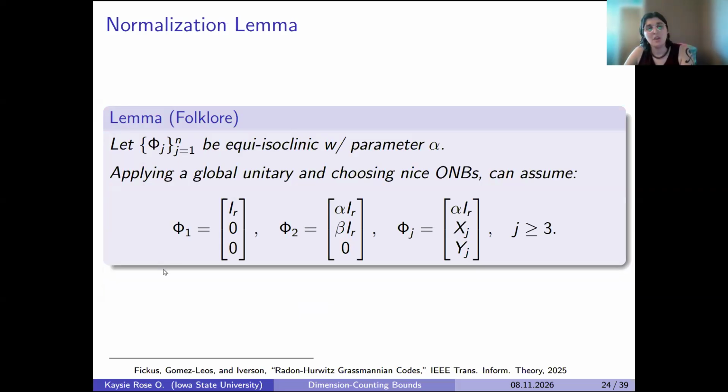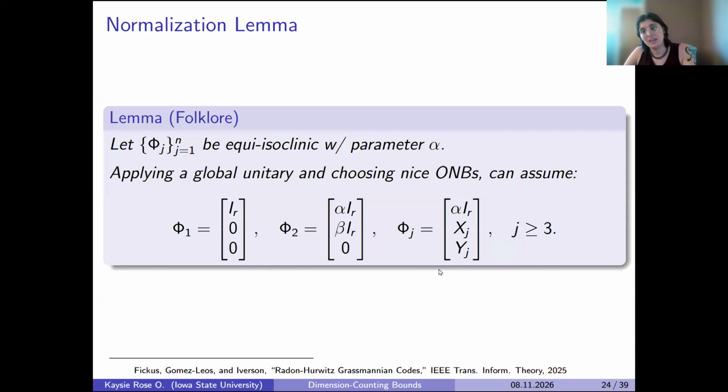So we can always choose the first subspace, the first isometry, to be this really, really nice thing, where it's just the R by R identity, and then as many zeros as necessary. We can always choose the second isometry to be this slightly less nice thing, where it's alpha IR on top, and then this beta is just what it has to be for this to be orthonormal. So beta is square root of 1 minus alpha squared.